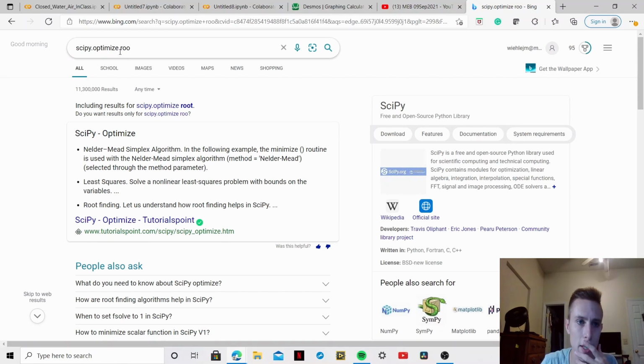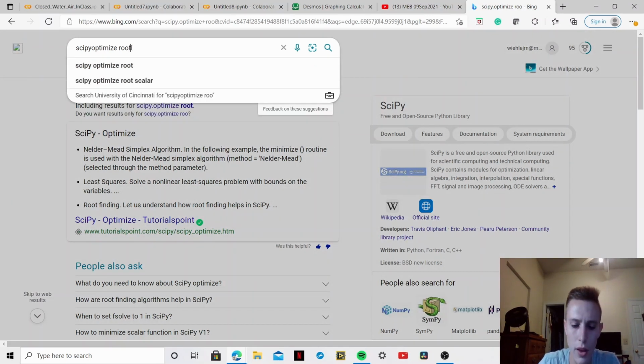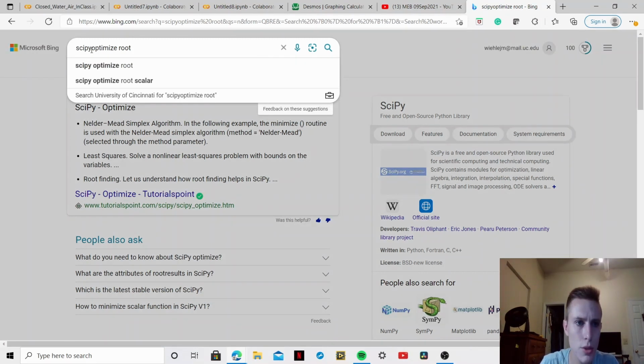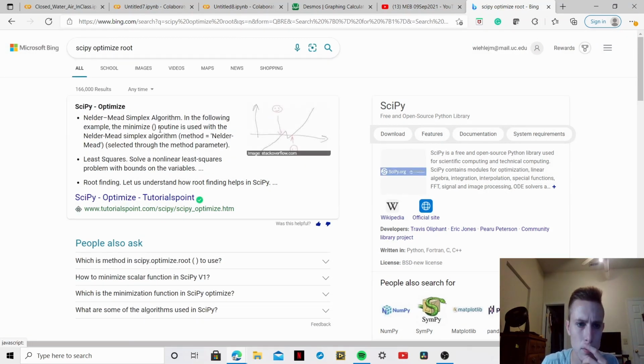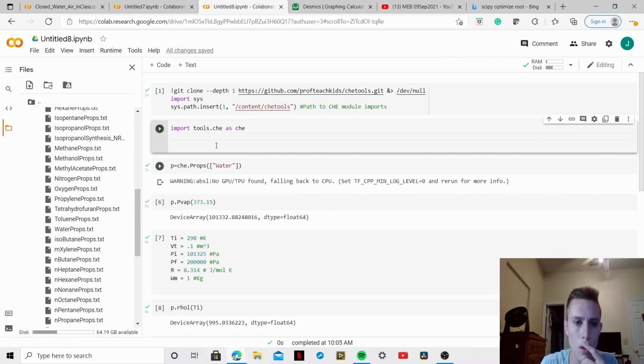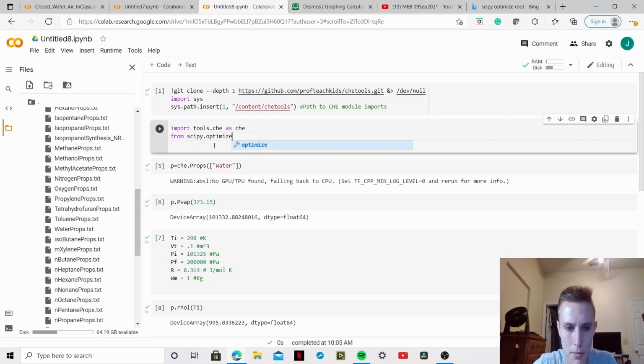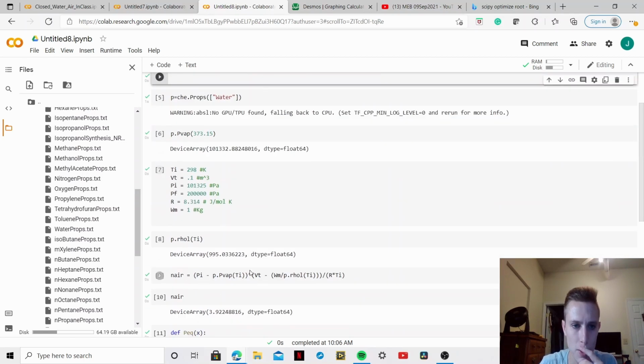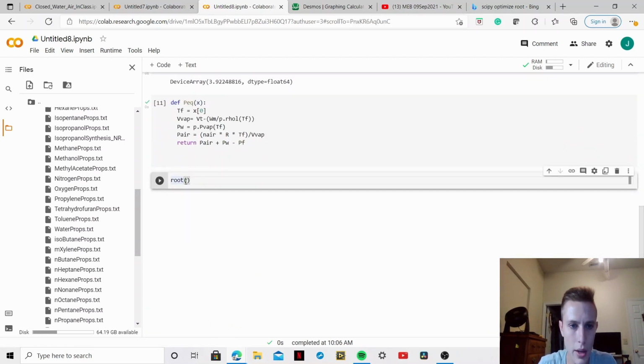And this actually allows us to find the roots of our equation. All right, sweet. So we're going to type in from scipy dot optimize import root. So this allows us to import the root function and work with it below. So actually, let's go down here and put in our function which we're trying to solve for the roots for. So our pressure equation.